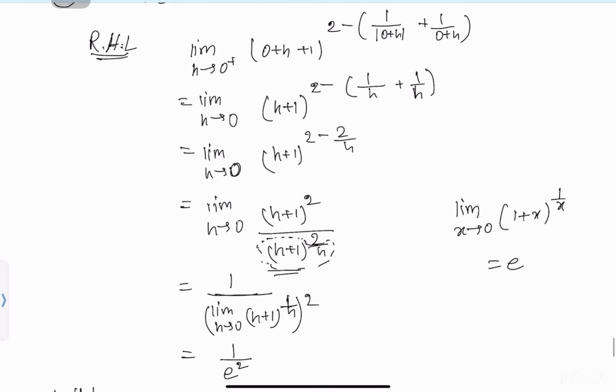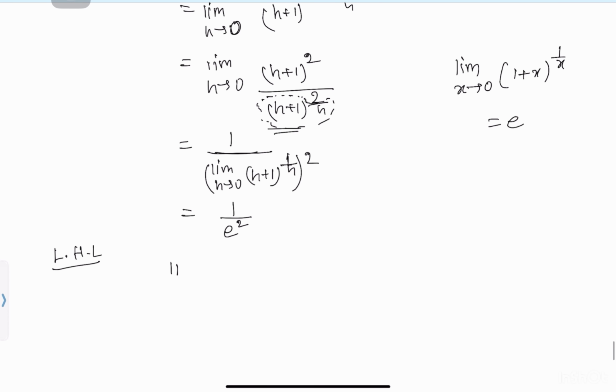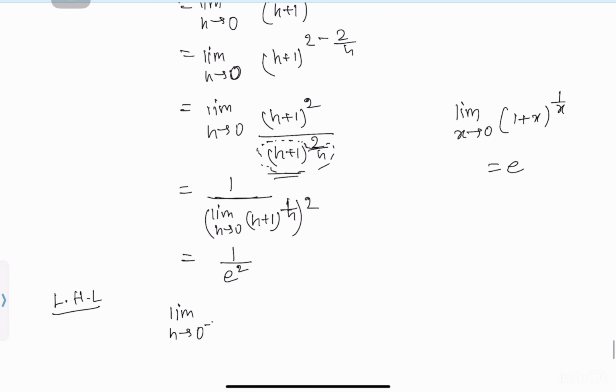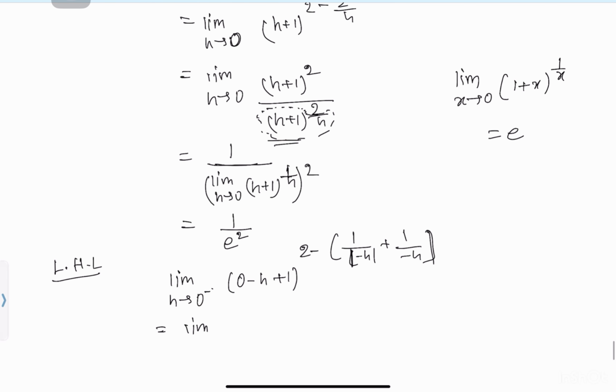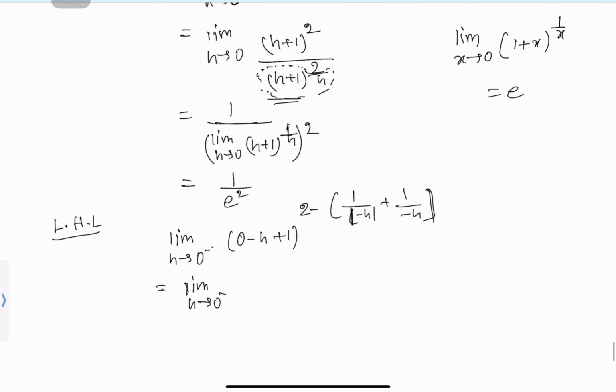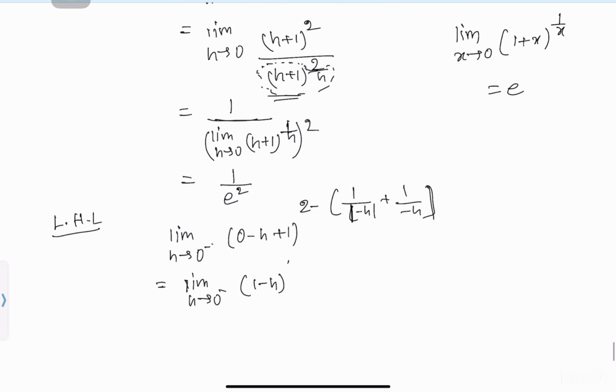In the same way, I have to change only 0 minus h. Limit h tending to 0 minus: (0 minus h plus 1) whole to the power 2 minus 1 by mod of (minus h plus 1) by minus h. Clear? So this is equal to limit h tending to 0 negative, and this becomes (1 minus h) whole to the power 2 minus, look here, this should be cancelled. So this becomes 0. That means if I put that value, 1 whole square, this becomes 1.